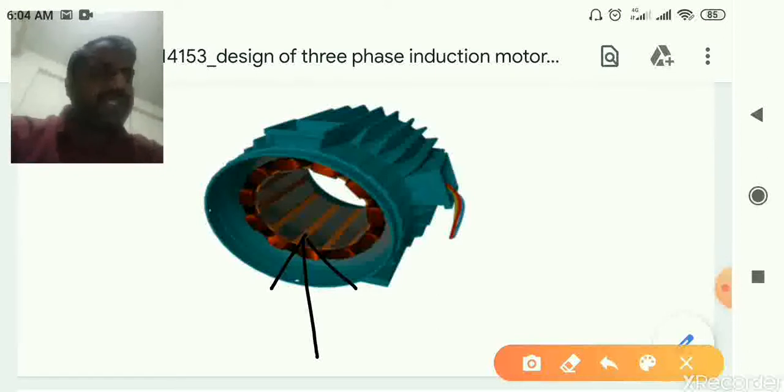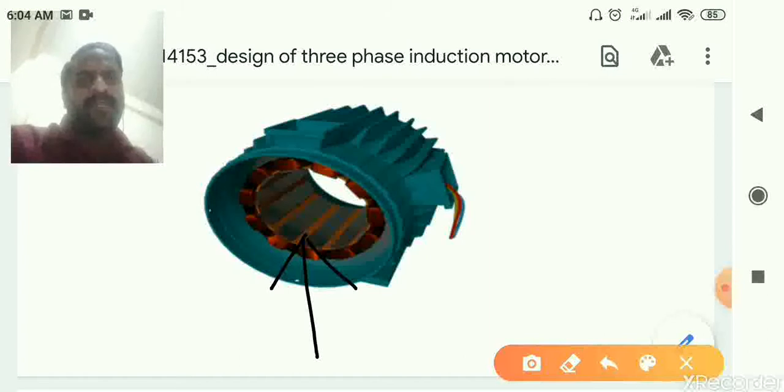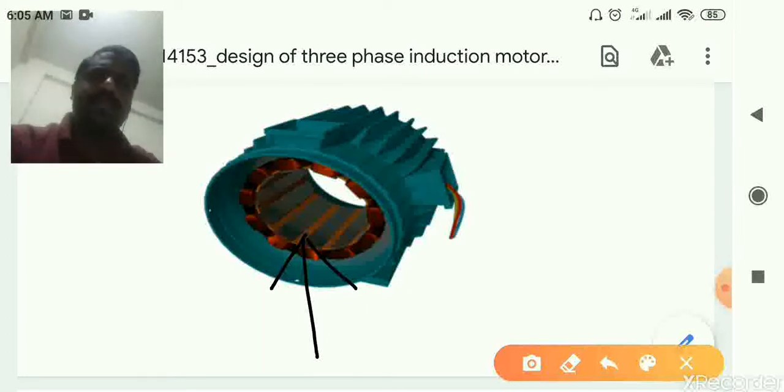And this winding is also called the field winding, because when we give a three-phase supply to the stator winding, it produces the rotating magnetic field. So that's why the stator winding is also called the field winding. And obviously the main function of the stator winding is to produce the rotating magnetic field, which is very important for the further operation of the induction motor.